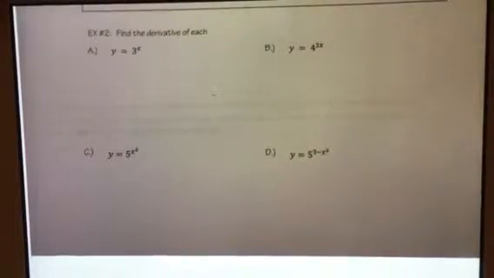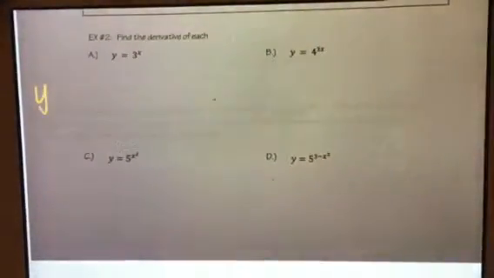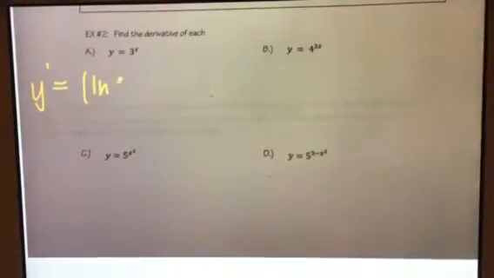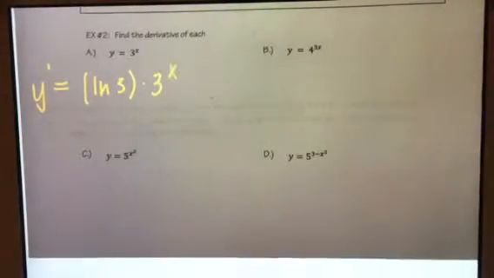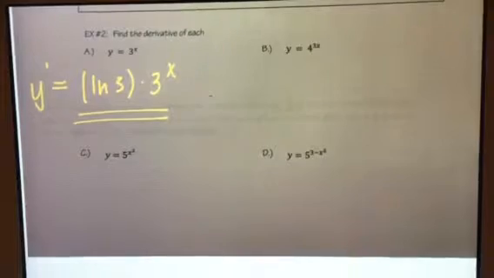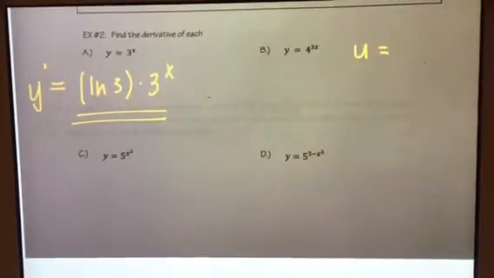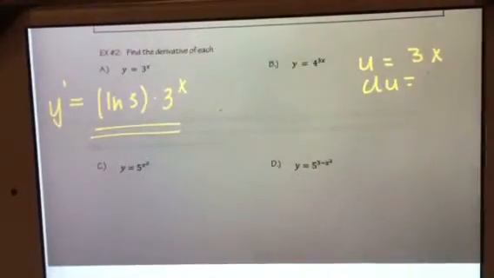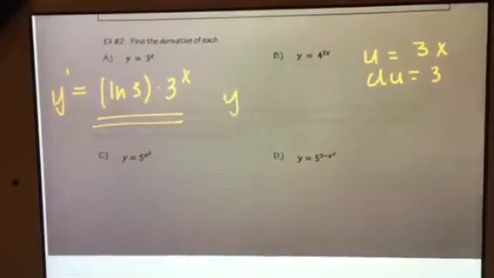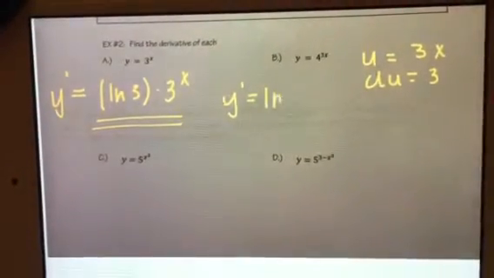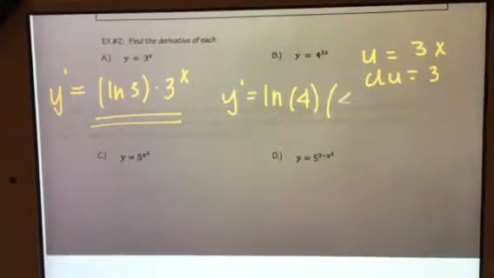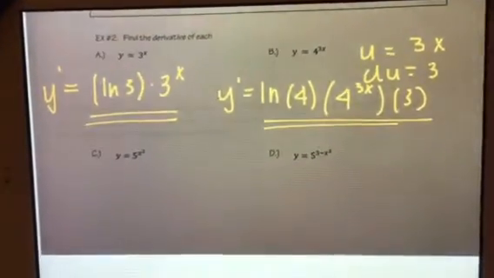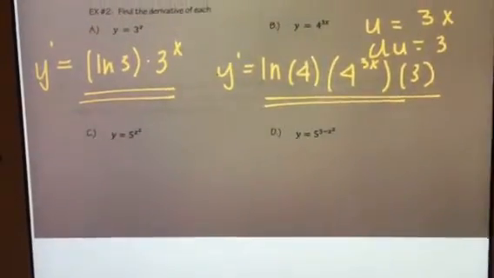So on example 2, our derivative here would be ln of a, and a is our base, which is 3, times our function itself. And we are done. On part B, first we find u, kind of like our u substitution, which is 3x. Take the derivative of that, which would be 3. So our derivative here would be ln of 4 times our function times the derivative of our exponent, and there's our solution.